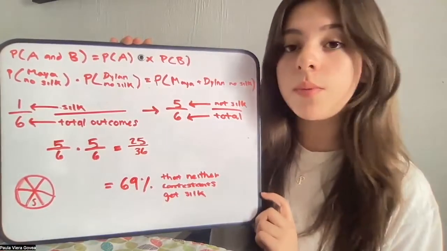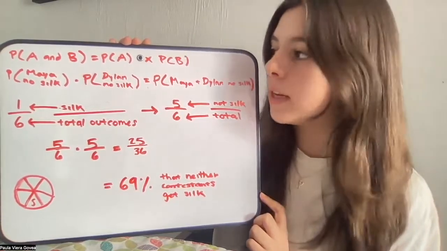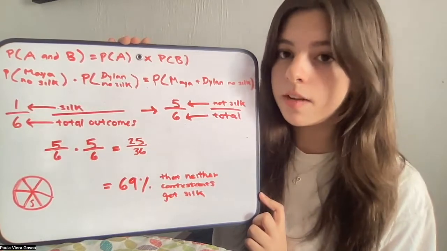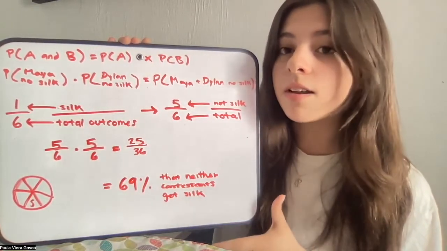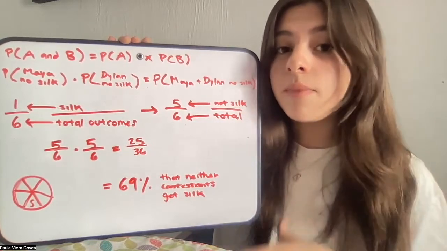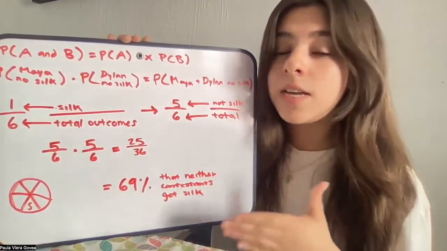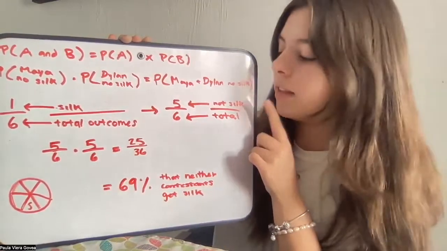So first of all, we need to remember the formula that we have to use for multiplication problems in probability. The probability of A and B equals the probability of A times the probability of B. The probability of Maya not getting silk times the probability of Dylan not getting silk is equal to the probability of Maya and Dylan not getting silk. The total outcomes are 6. The probability to get silk is 1 out of 6. Therefore, there's a 5 out of 6 chance that they don't get silk.